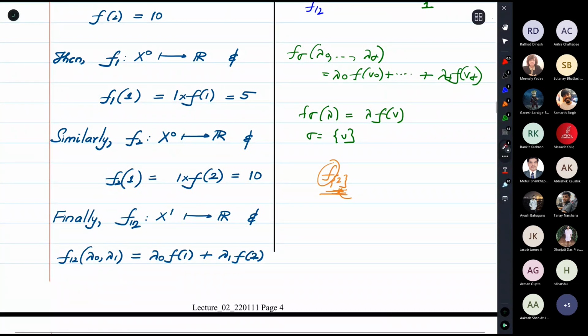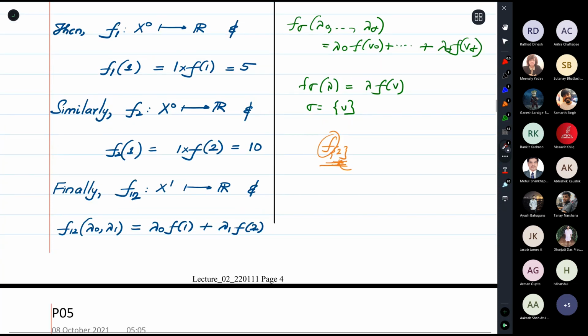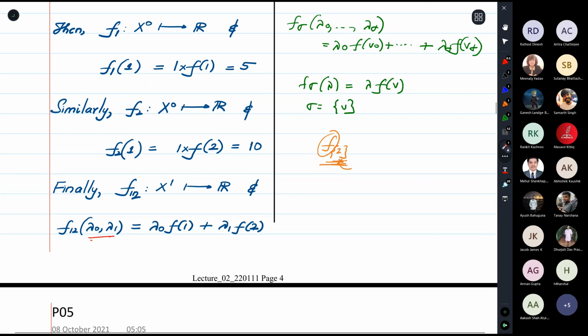All right. So the final thing we have to construct is this f12. So notice that this face includes two elements. That's why the domain of this must be x1, and the codomain must again be R, which is the same as before. So this is defined in the following way. For (lambda 0, lambda 1), which lies in x1, give me any (lambda 0, lambda 1), the output will be lambda 0 times f of 1 plus lambda 1 times f of 2.